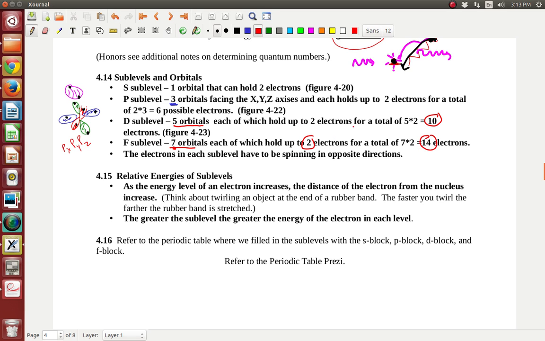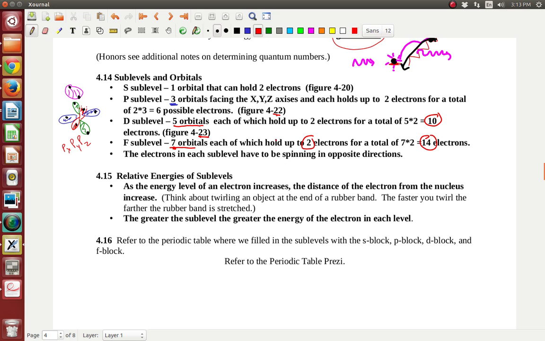You can go back to another Prezi and look at the pictures in the textbook as well. These figures right here are showing you the shapes of these things, and you can see how strange they are. I can't draw the d and f, they're just too difficult.